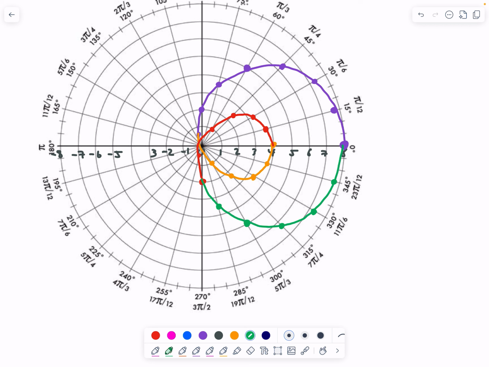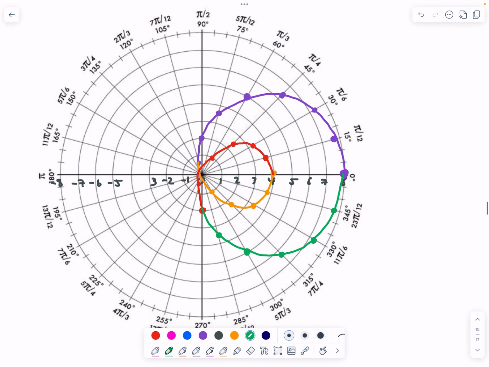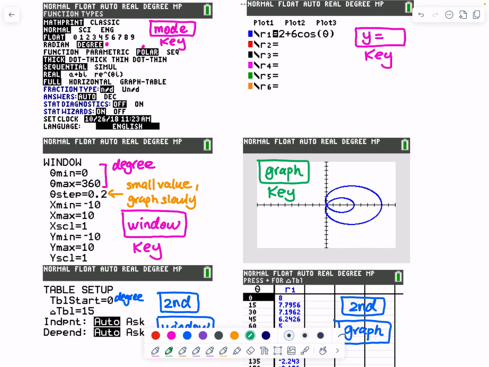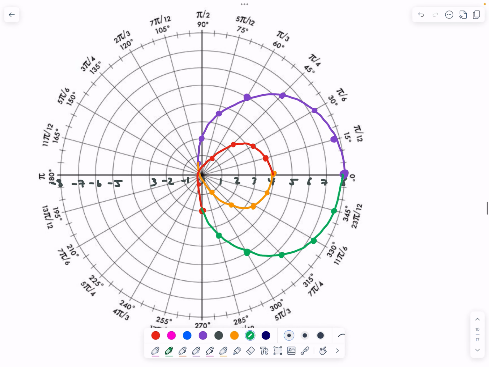There we go. And then why do I go back to 8? There is no 8 in there, right? Because we are going back to 2 pi. 2 pi is 0. So that is the graph. That confirms what I have from the graphing calculator and also Desmos.